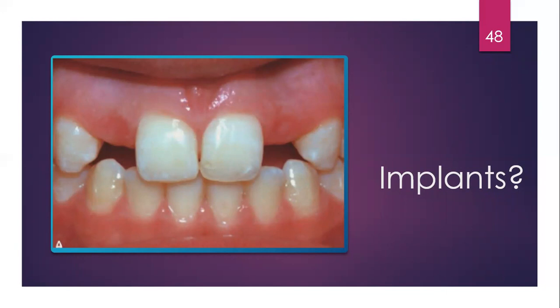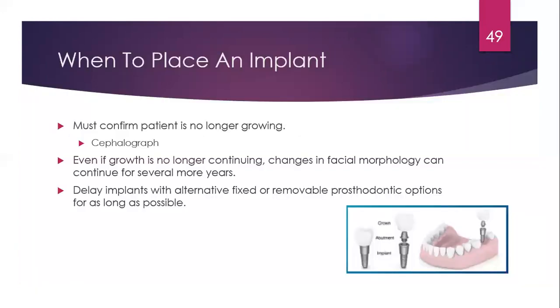Make sure that you take your clinical photos and your radiographs to document the case throughout. That way you can let the parent know that we've never seen the laterals in any of the radiographs, so we need to consider and plan for implants in the future. So, things you need to look out for.